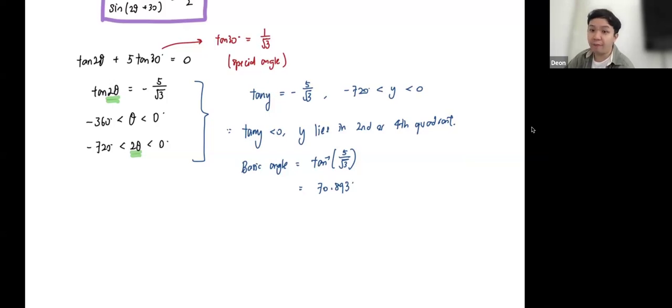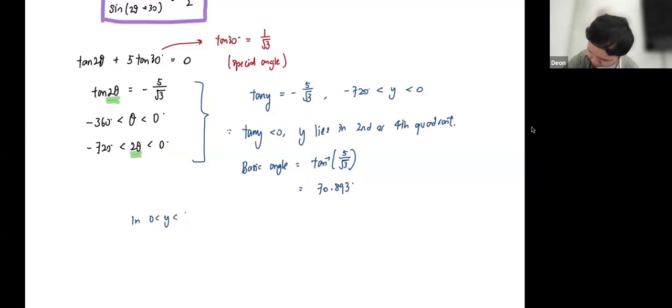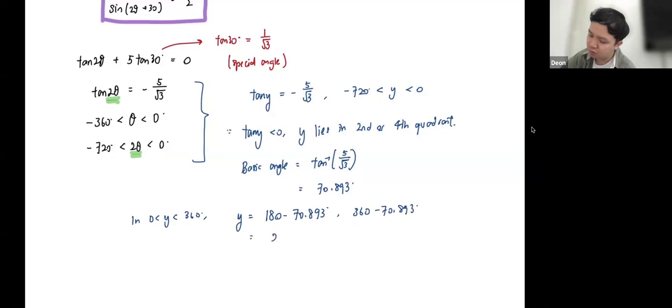Okay, so remember, talk about the first circle first. So in the first circle, y will be in the second quadrant or fourth quadrant. Keep doing careless mistakes today.